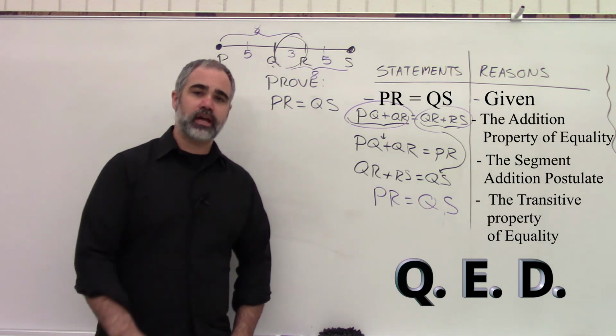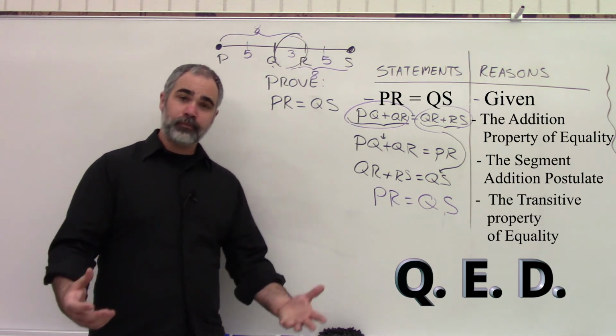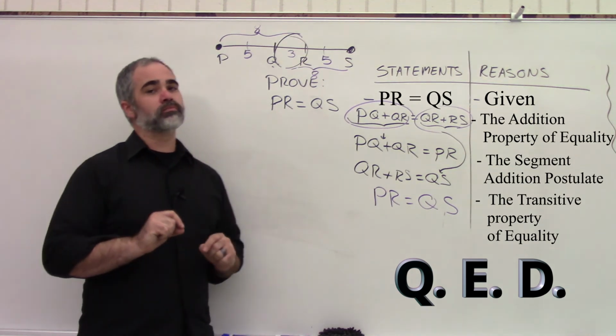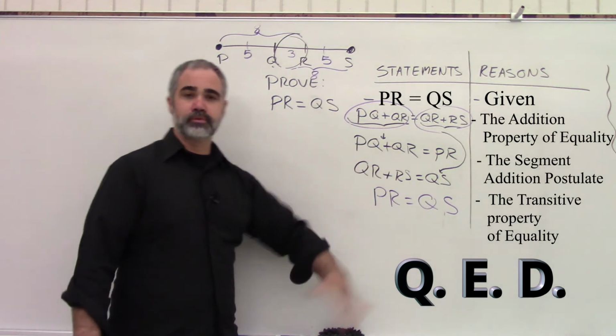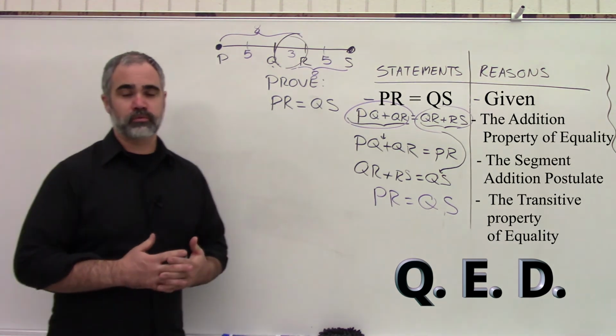Next time, we're going to be talking about proofs that are a little bit bigger, and I'm going to show you another kind of proof that is not a two-column proof. It's called a flowchart proof. So we're going to do that next time.